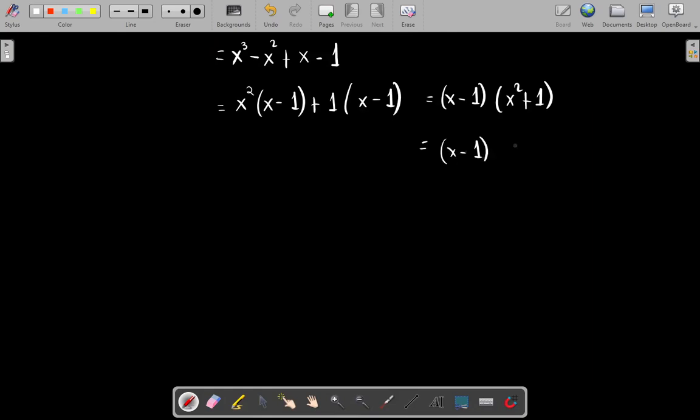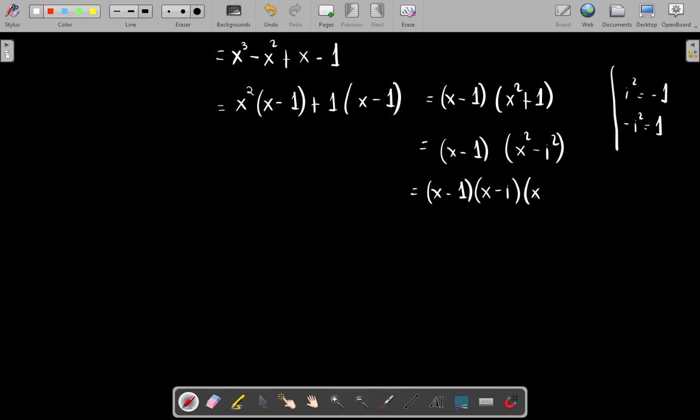X minus 1 times x square, we can write plus 1 as negative i square, since i square is already minus 1, so negative i square will be plus 1, right? It's minus of minus 1. So now we can apply a square minus b square further in this second bracket. Okay, so this becomes x minus i times x plus i.